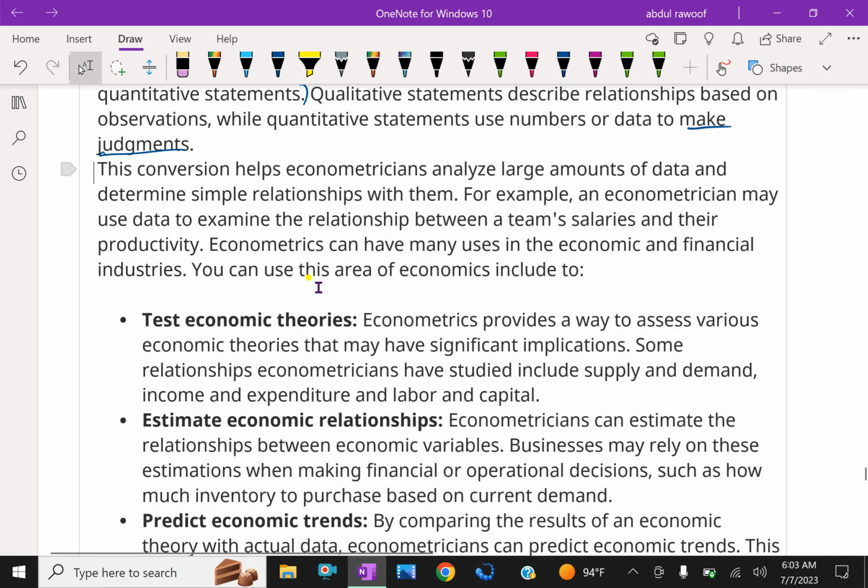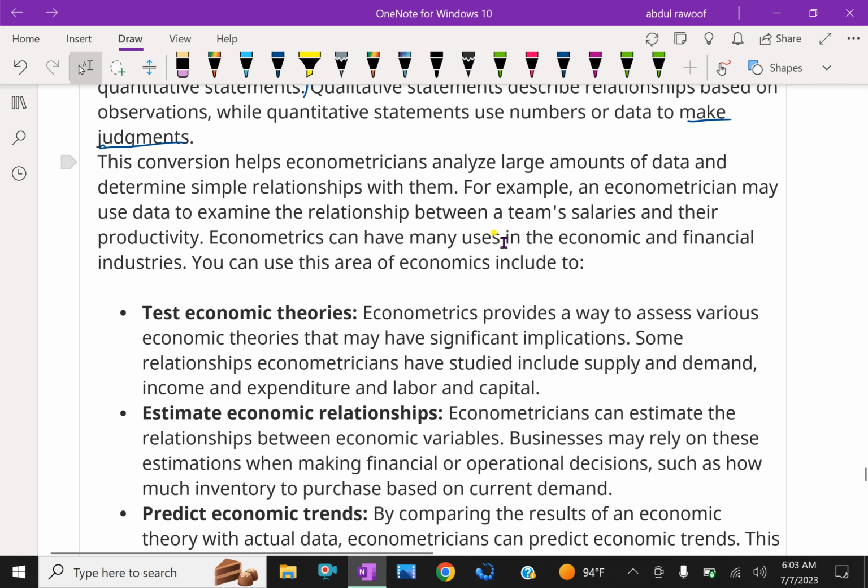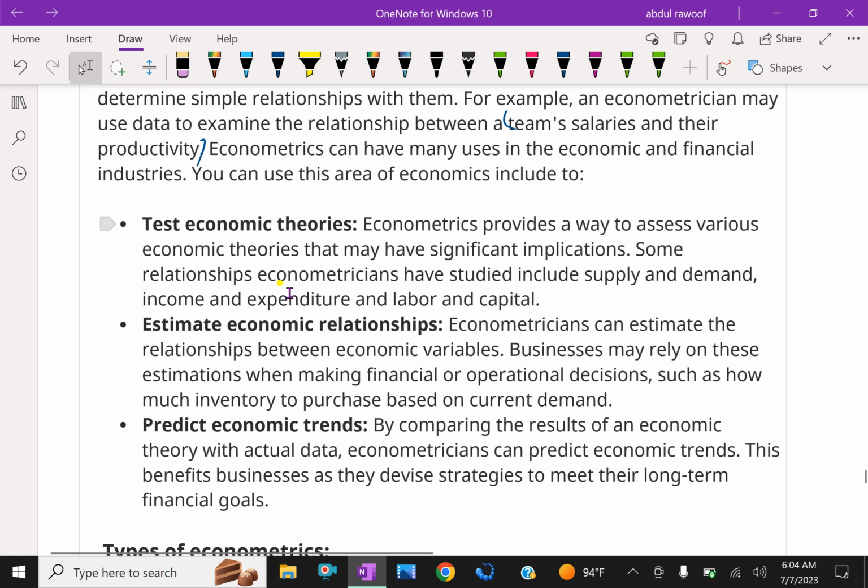This conversion helps econometricians analyze large amounts of data and determine simple relationships within them. For example, econometricians may use data to examine the relationship between a team's salaries and their productivity. Econometrics can have many uses in the economic and financial industries. You can use this area of economics to test economic theories.